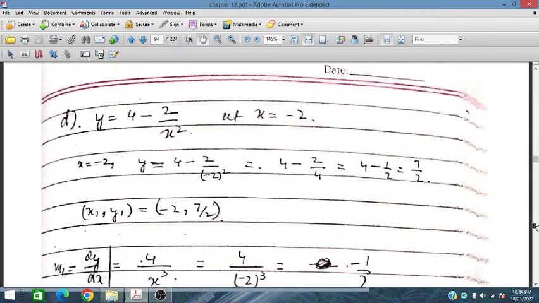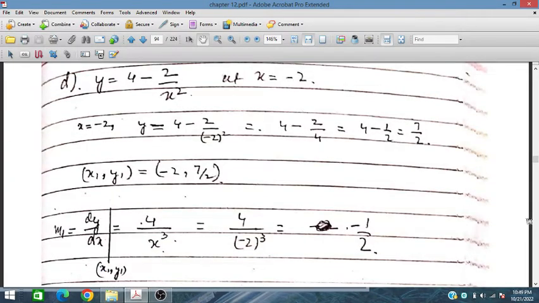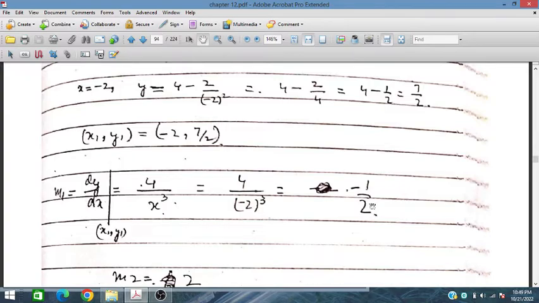So let's move to part D. This is y is equal to 4 minus 2x square at x is equal to minus 2. So we'll place x equal to minus 2 here and get the value. So we have x1, y1, and we take the gradient here. So this is 0, this is minus 2, and then minus 3 here. This 2 comes here, this becomes plus. So the gradient is minus 1 over 2.